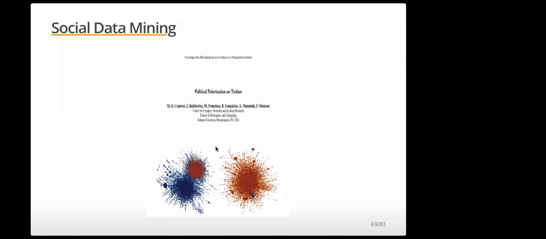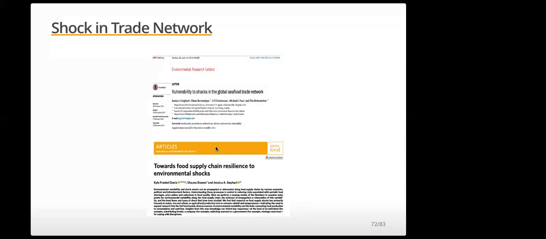You also start studying social networks on virtual platforms, say through data mining, and looking at how people polarize on these platforms. Political polarization on Twitter is one example. Again, the systemic risk in financial networks: you can look at the financial network as a network of interacting nodes and how things affect each other. Again, the shock in trade. But this is practically what has been going on in network science.